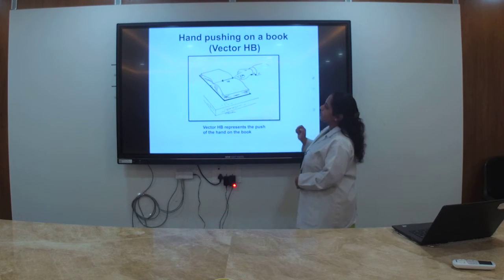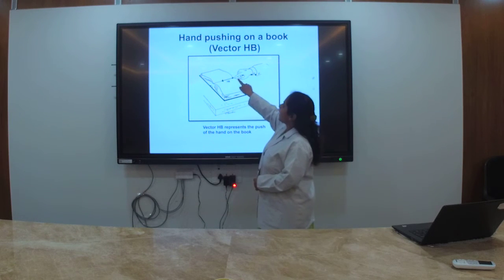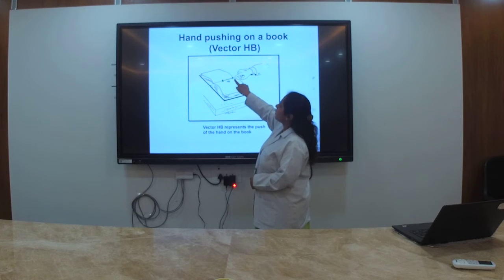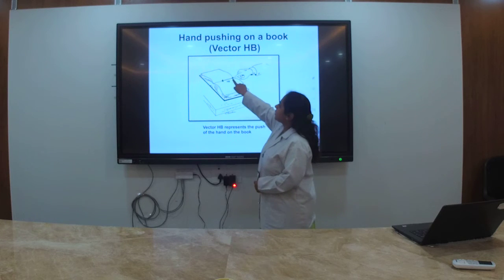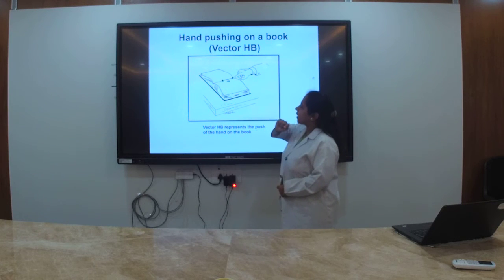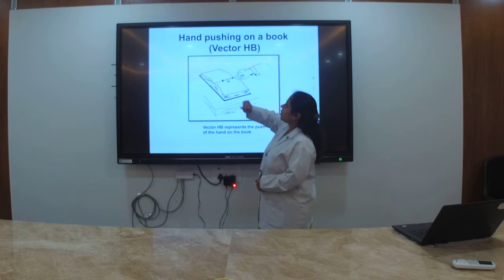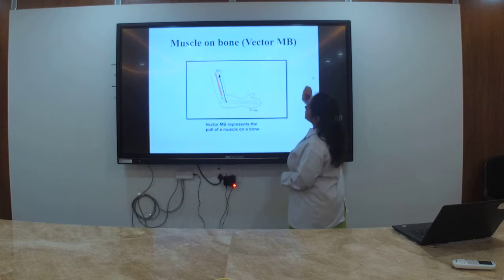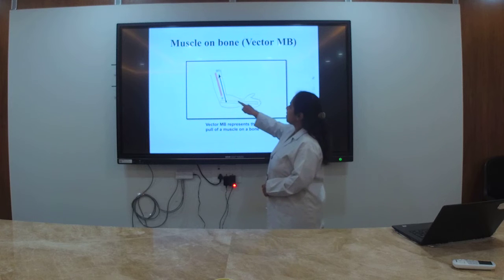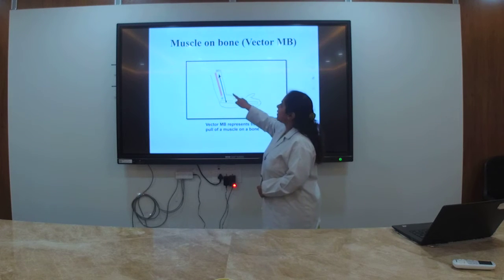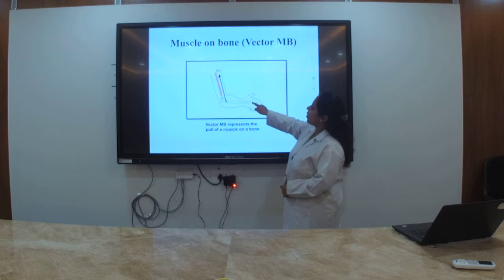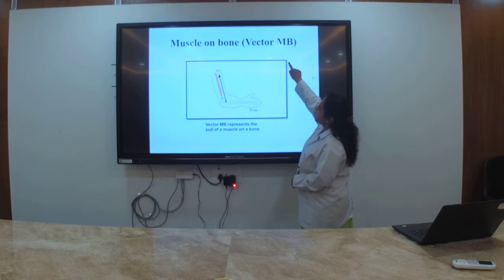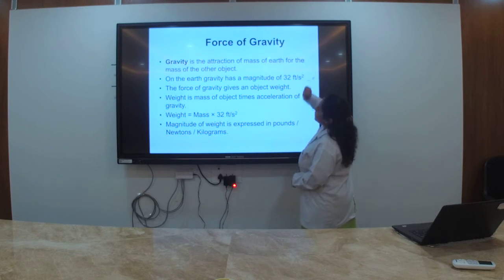Now let us see the example. The man is pushing the book with the help of his finger. So this is the base, this is the arrow indicating the vector, and the shaft of the arrow indicates the quantity. Now this is one force vector, that is FHX. This is again the muscle on the book. So this is the vector MB.